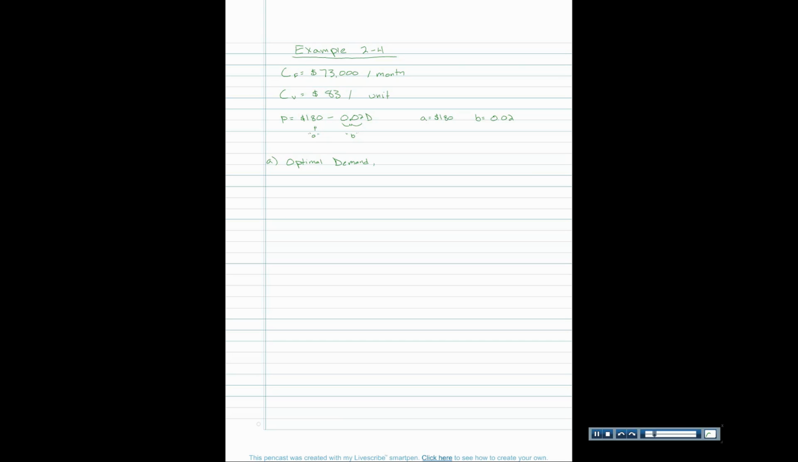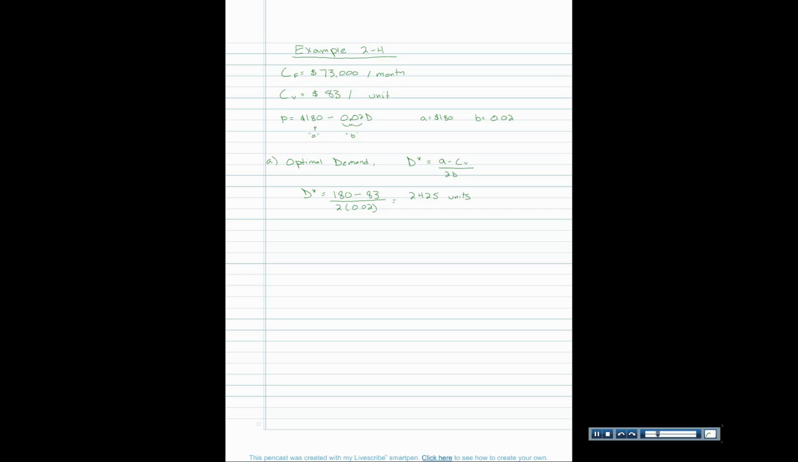From previously we know that the optimal demand, D star, is defined by the formula A minus C sub V divided by 2B. So we can substitute those values in. A is 180 minus C sub V, which is $83 per unit, divided by 2 times B, which is 0.02. If you get a calculator and calculate along with me, which I hope that you will. So we've got 180 minus 83, 2 times 0.02 times divided, and the optimal demand is 2425 units. And so what number does that represent?